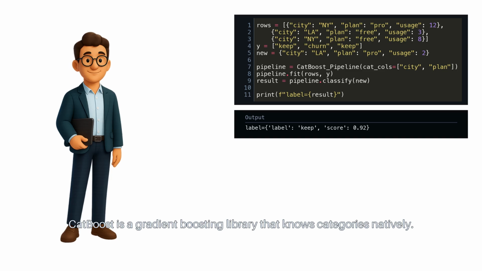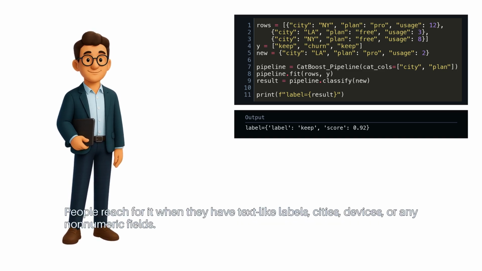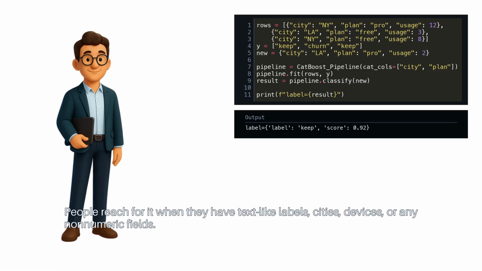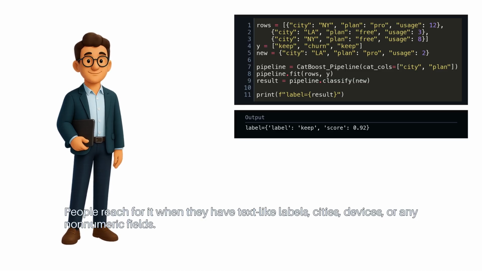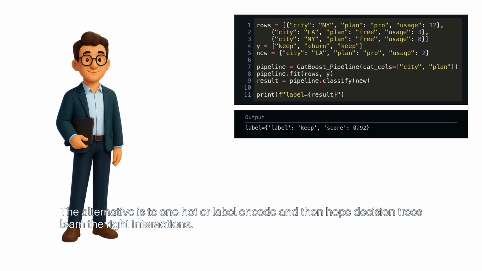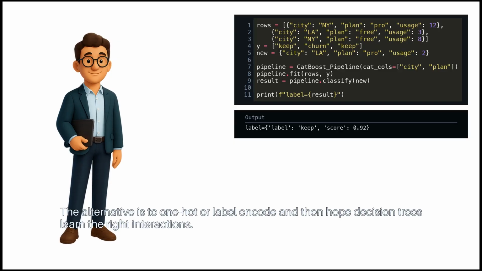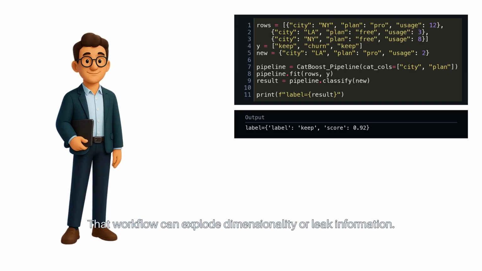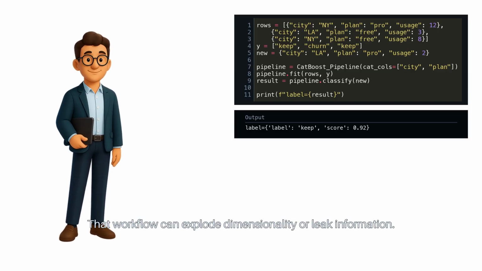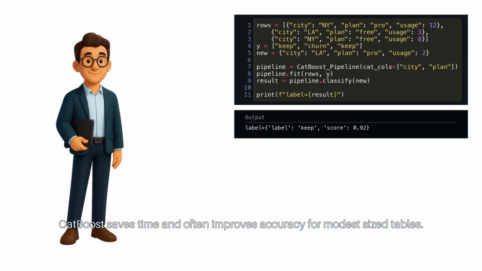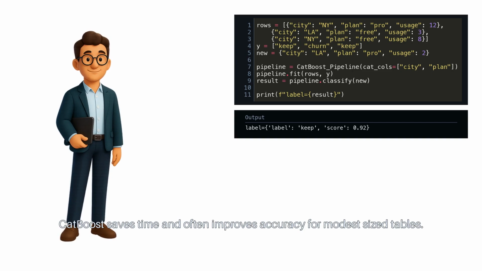CatBoost is a gradient boosting library that knows categories natively. People reach for it when they have text-like labels, cities, devices, or any non-numeric fields. The alternative is to one-hot or label encode and then hope decision trees learn the right interactions. That workflow can explode dimensionality or leak information. CatBoost saves time and often improves accuracy for modest-sized tables.